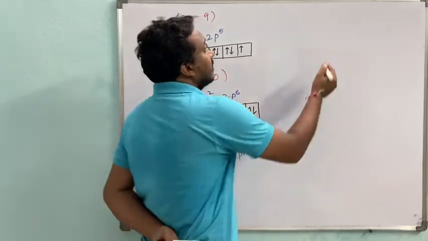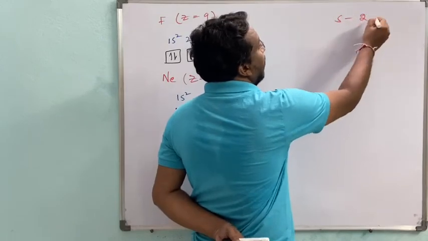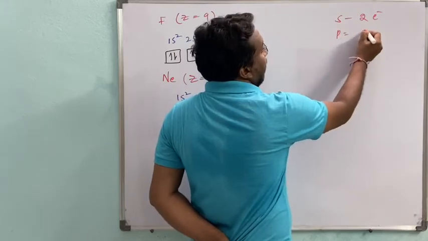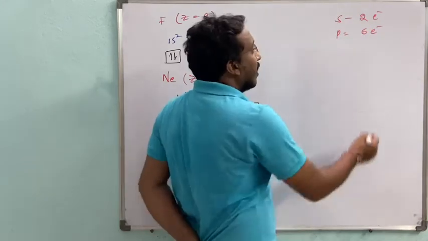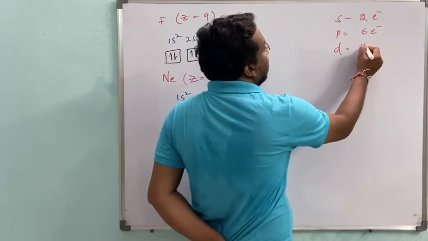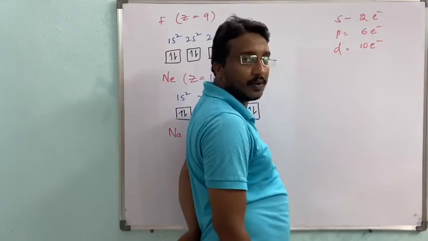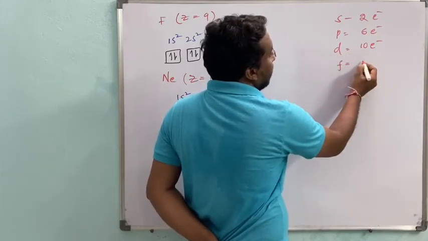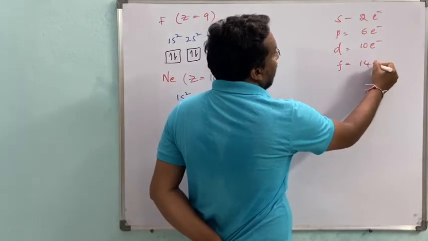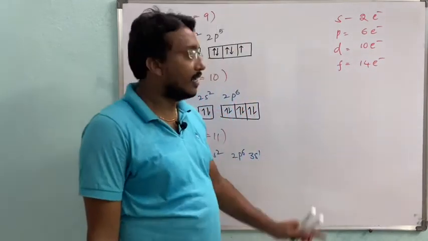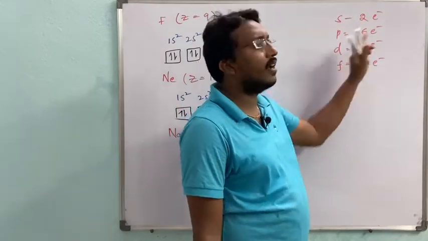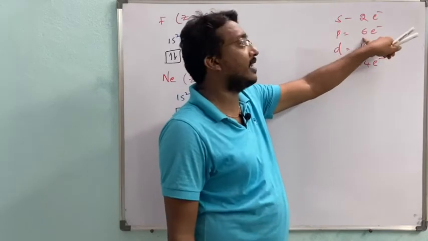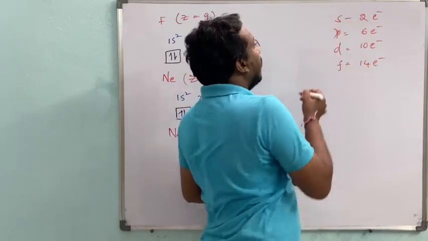We discussed yesterday, no? In the s orbital we can fill only a maximum of 2 electrons, and in the p orbital a maximum of 6 electrons, right? In the d orbital a maximum of 10 electrons, and in the f orbital a maximum of 14 electrons, got it? Simple: double the number of its degenerate orbitals. P has 3 degenerate orbitals, 3 times 2 is 6, right?